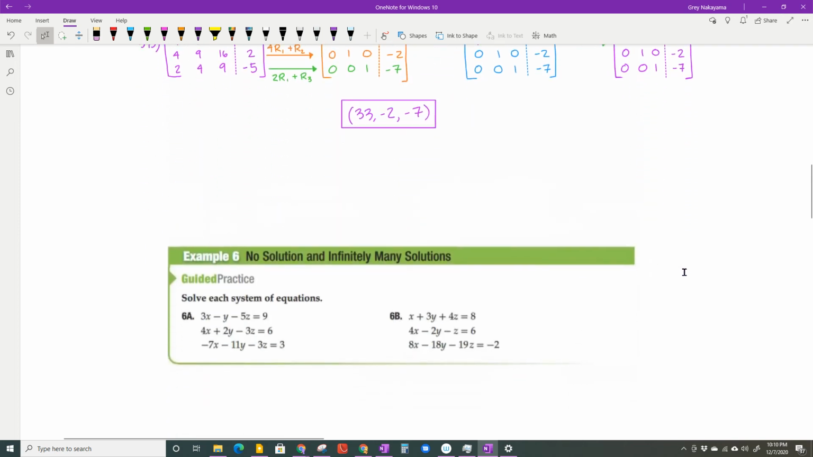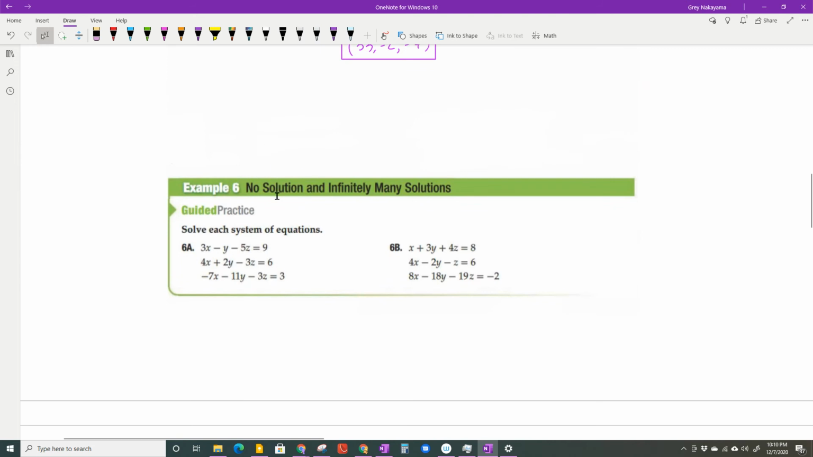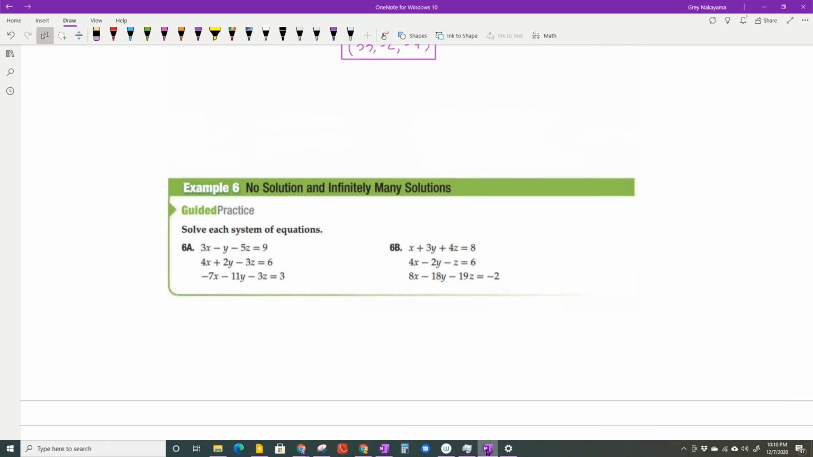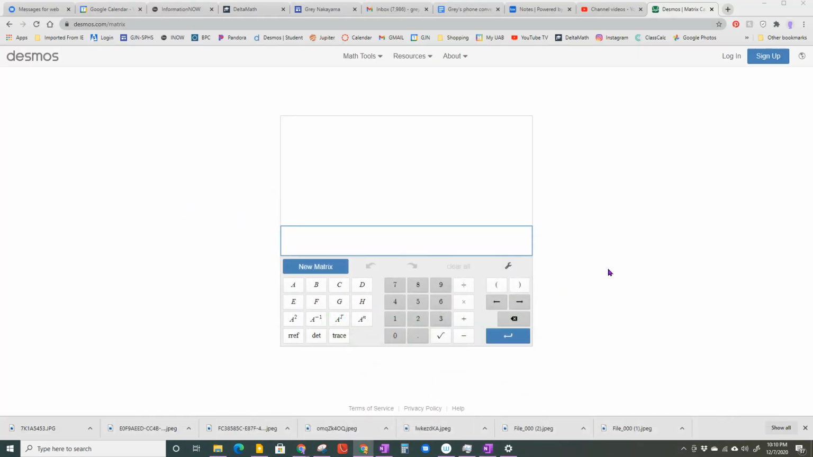Okay, last two problems. Sometimes you're going to get a matrix that has no solution, and sometimes you're going to get one that has many solutions. I did this in class calc and had a little snafu in the program, so this time I'm going to use Desmos. They're very similar, okay? You might not always have Desmos with you, and by the time you need it, I'm sure class calc will be fixed and ready to go.